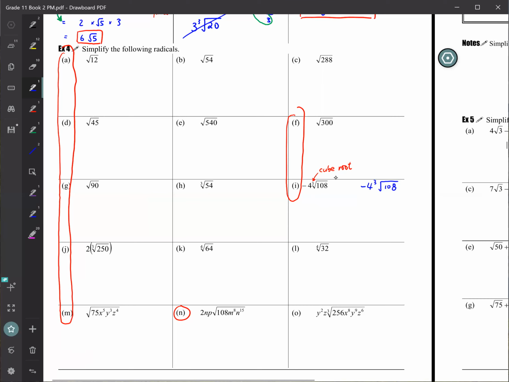Then this is a square root, okay? This will be square root. Please write this down. This will happen in your homework, so don't confuse the cube root with the square root. These two are different, okay?